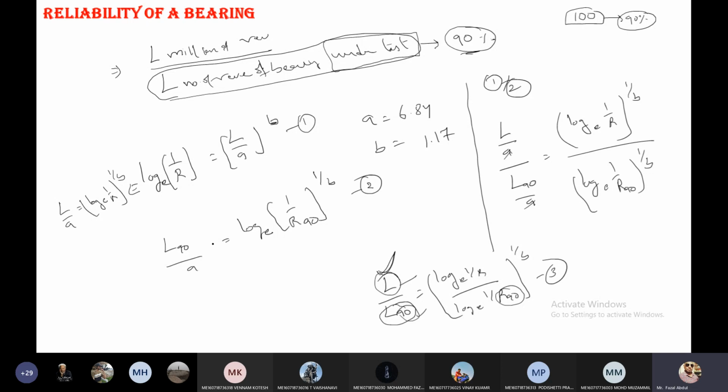And this equation may be written as 6.85 log e 1 by R equals, not equals, 1 by 1.17. This one is equal to this one. Okay, so regarding this one and the previous topic, do you have any doubt? You can ask, Babu.